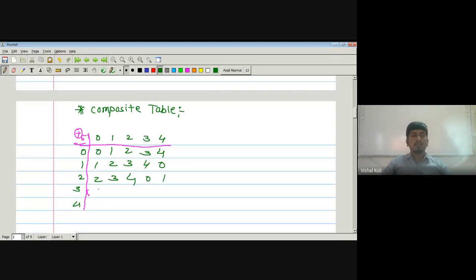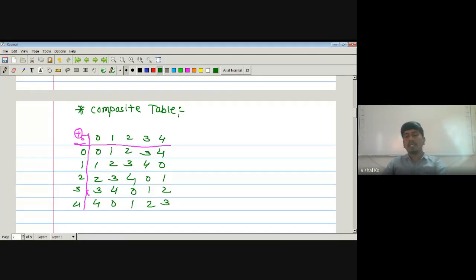3 plus 0, 3. 3 plus 1, 4. 3 plus 2, 5. 5 divided by 5, remainder will be 0. 3 plus 3, 6, remainder will be 1. 3 plus 4, 7, remainder is 2. 4 plus 0, 4. 4 plus 1, 5. 5 divided by 5, remainder 0. 4 plus 2, 6, 1. 4 plus 3, 7, remainder will be 2. 4 plus 4, 8, remainder is 3.